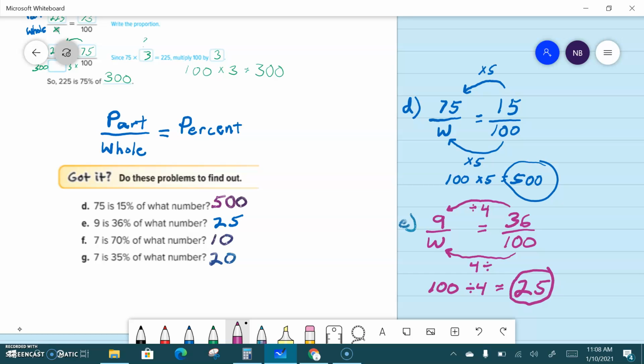All right, so I went ahead and put the answers here for F and G. So if you guys want, go ahead and try and use your formula. This is going to be your bread and butter right here. All right? And see if you can get the 10 and the 20 like I got for F and G.